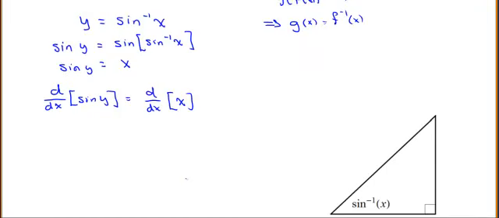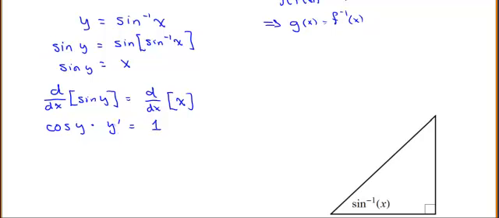On the left side, remember y is a function of x, so sine of y is really a composite function, so we have to use the chain rule. We take the derivative of the outside function: the derivative of sine is cosine. We evaluate that at y, and then multiply by the derivative of the inside function, y prime. And the derivative of x with respect to x is simply 1. So we have cosine of y times y prime equals 1.